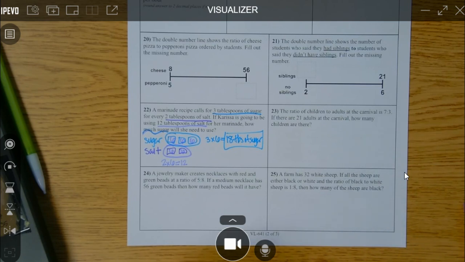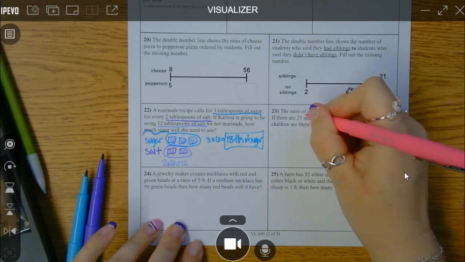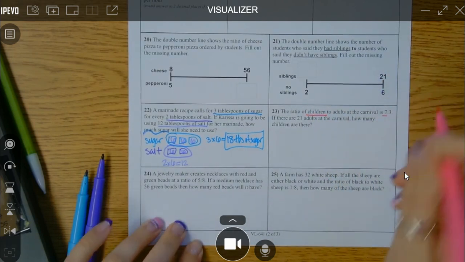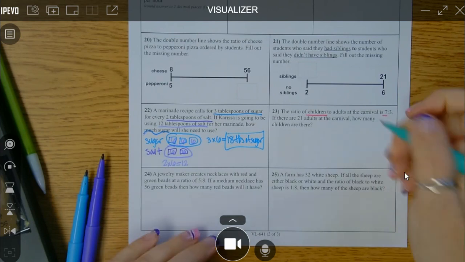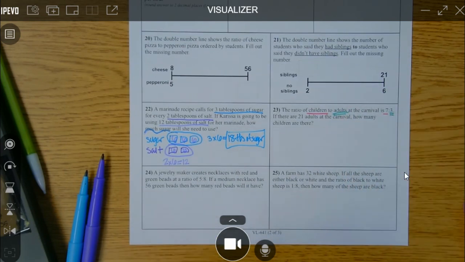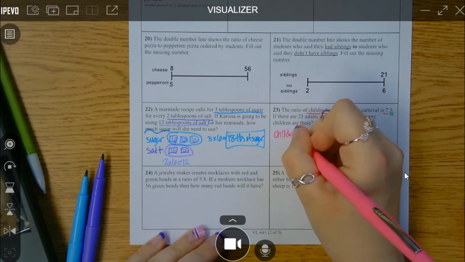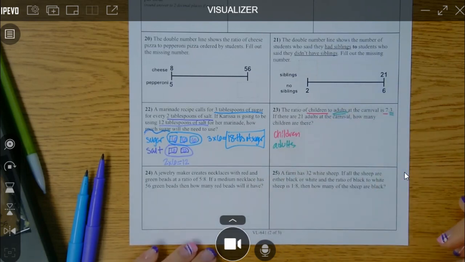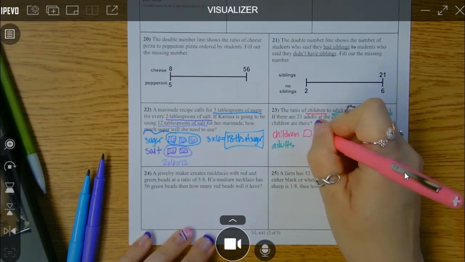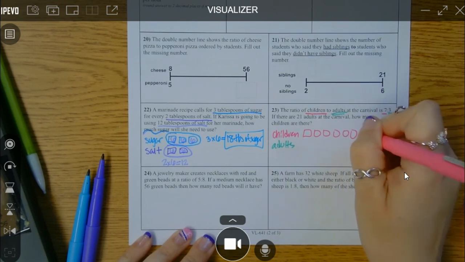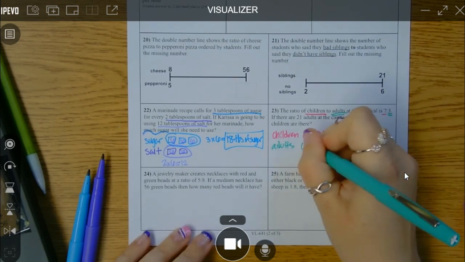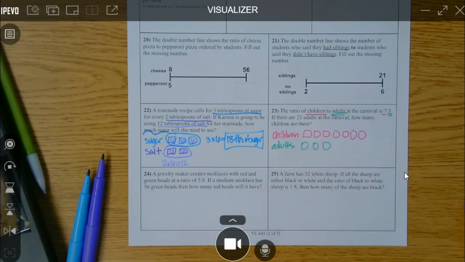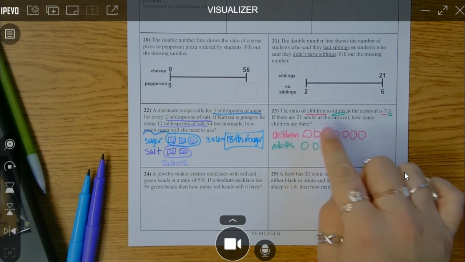Okay, now that you're back with us, if you did this, the 2 things you're talking about is it says the ratio is children to adults. So the first number would be talking about the children, and the second number would be talking about the adults. Well, the ratio they told me was 7 to 3. So I would do 1, 2, 3, 4, 5, 6, 7 boxes to represent children, and 1, 2, 3 boxes to represent adults.